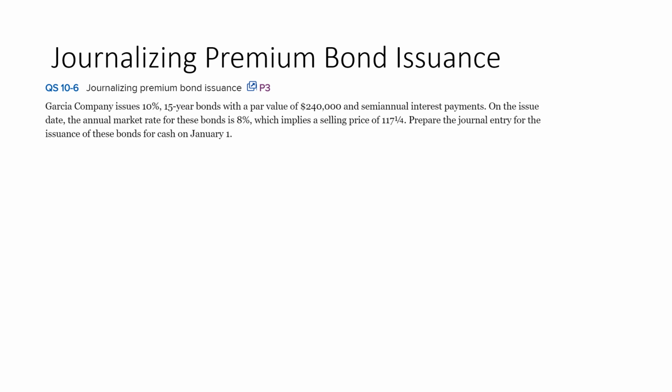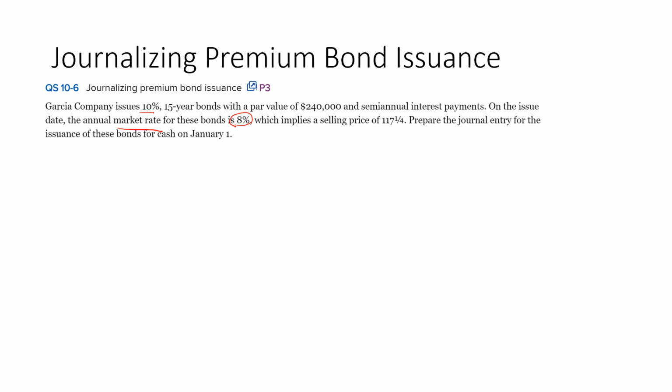So bonds can also be sold at a premium. When a bond is sold at a premium, that means that the cash received is greater than the face or par value of the bonds. So it says Garcia Company issues 10% 15-year bonds with a par value of $240,000 and semiannual interest payments. On the issue date, the annual market rate for these bonds is 8%. So you can see the market rate is less than the contract rate. When that happens, bonds sell at a premium.